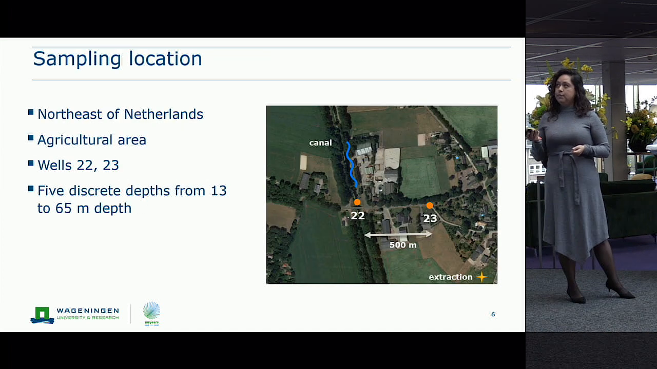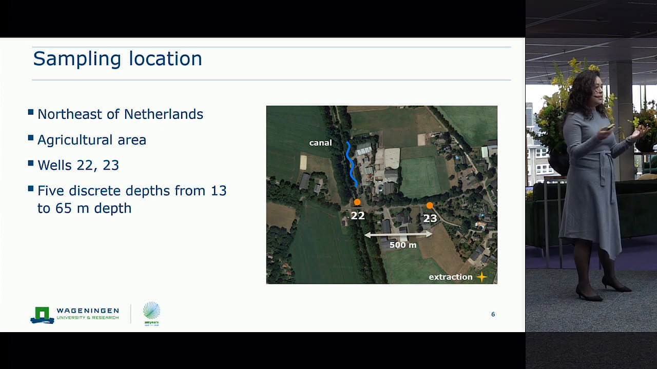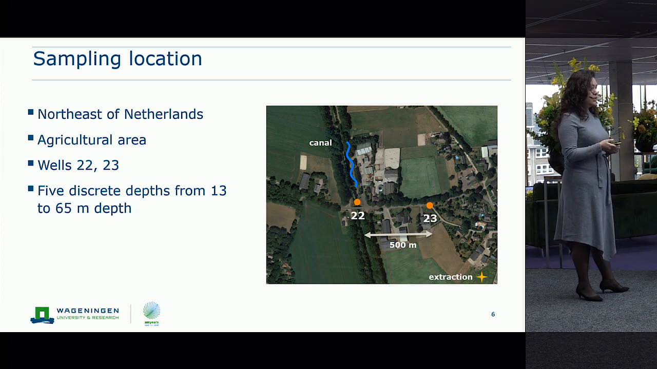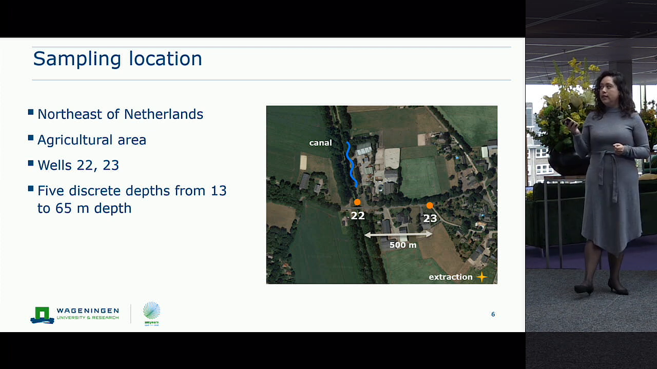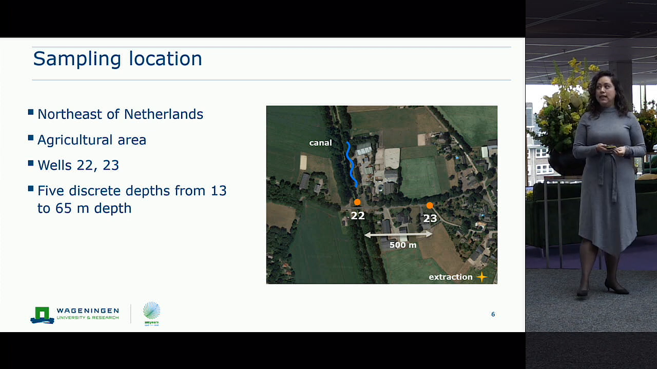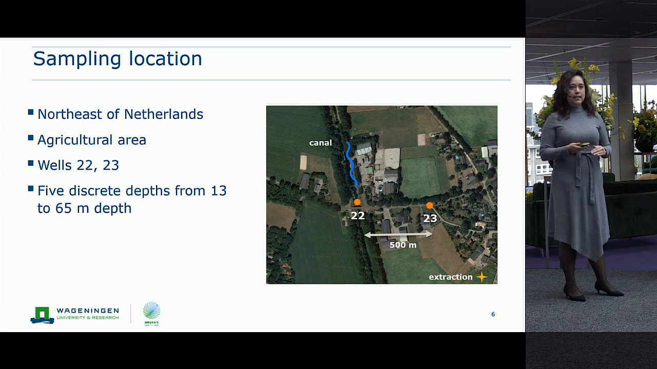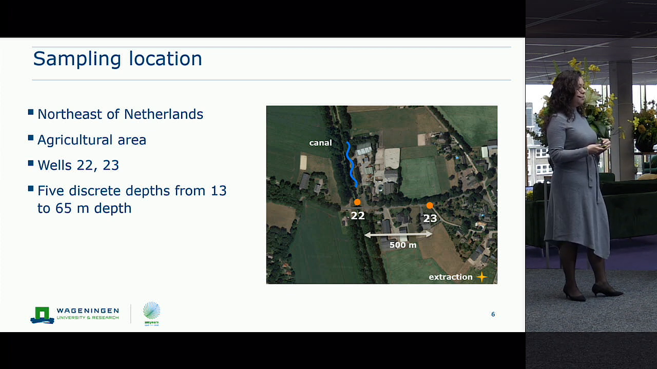For conducting this experiment, we went to monitoring wells. These monitoring wells are around an extraction location. We selected 2 wells that are relatively close to each other, in the northeast of the Netherlands. It's an agricultural area, so again, of course, we expect pesticides to be there. We sampled at 5 different discrete depths, from around 13 to 65 meters deep. Basically, we wanted to sample all the redox conditions that were present in the field.